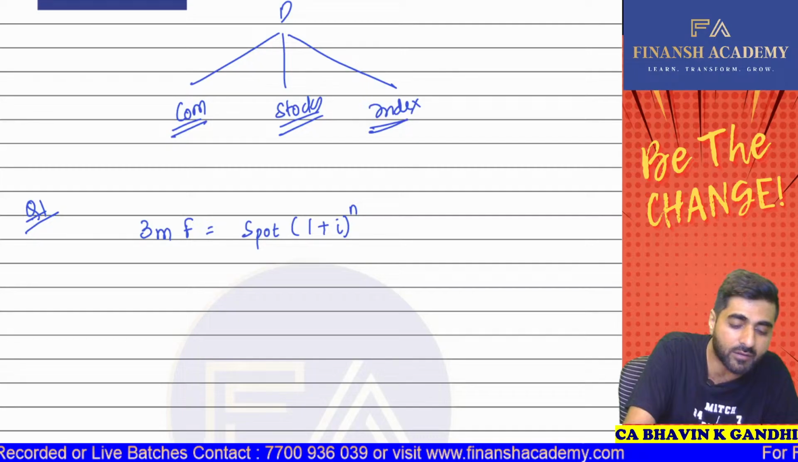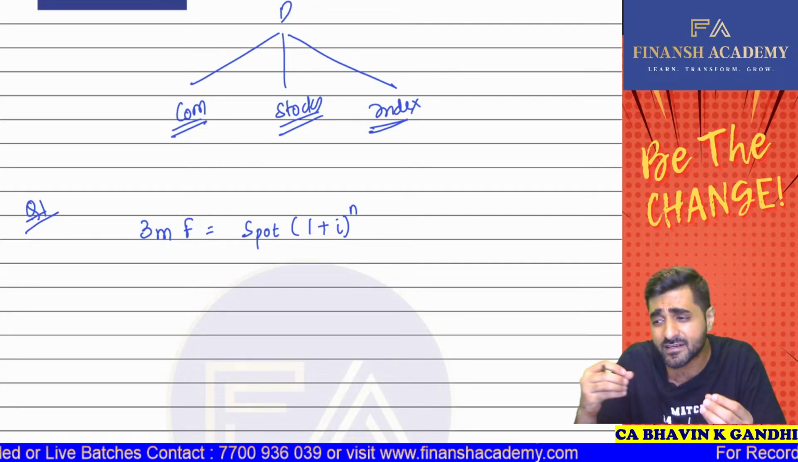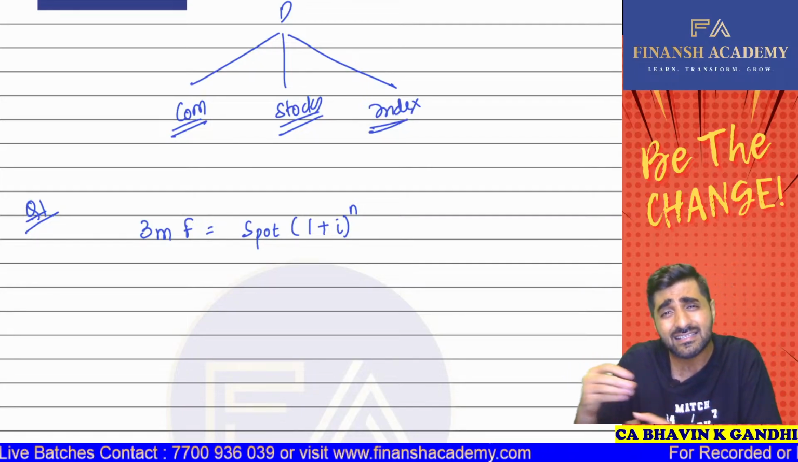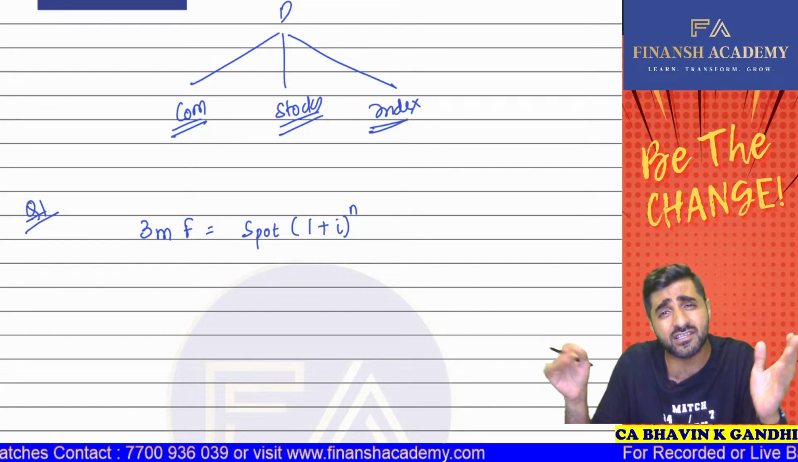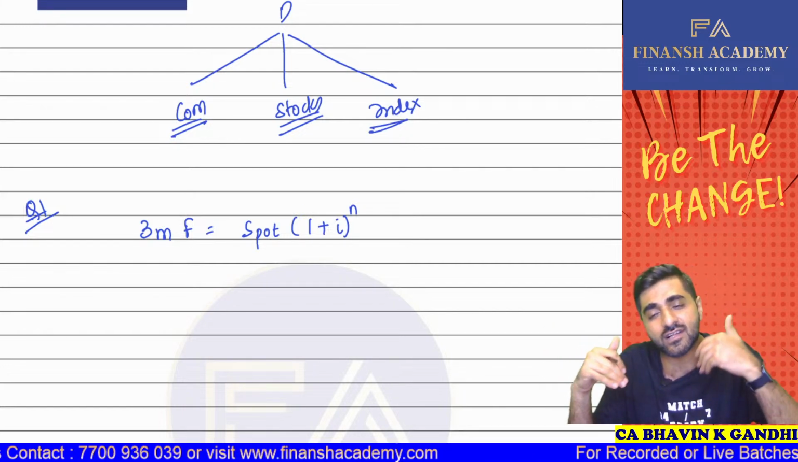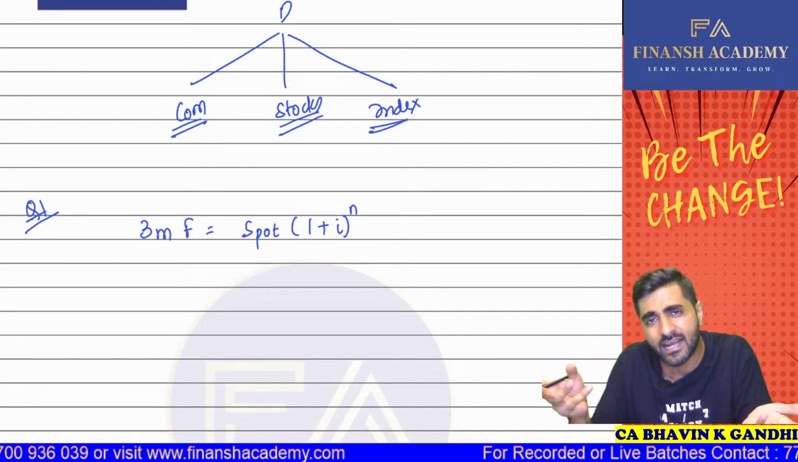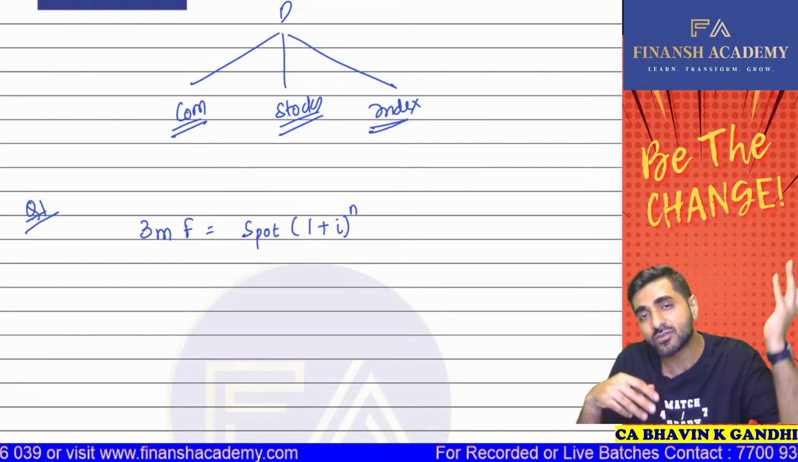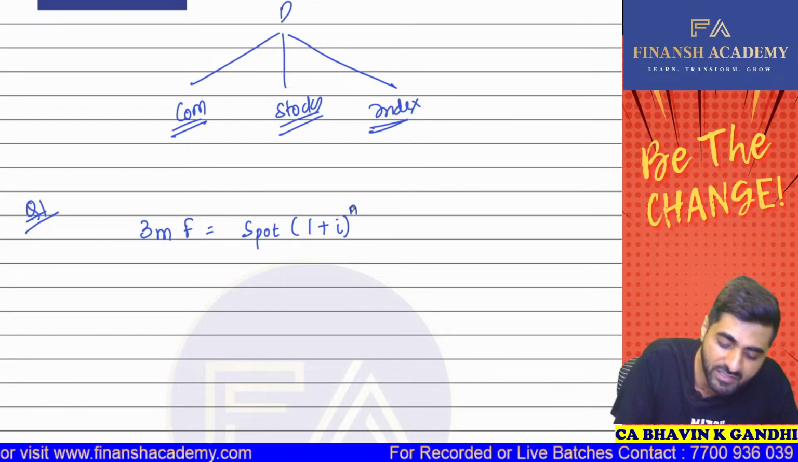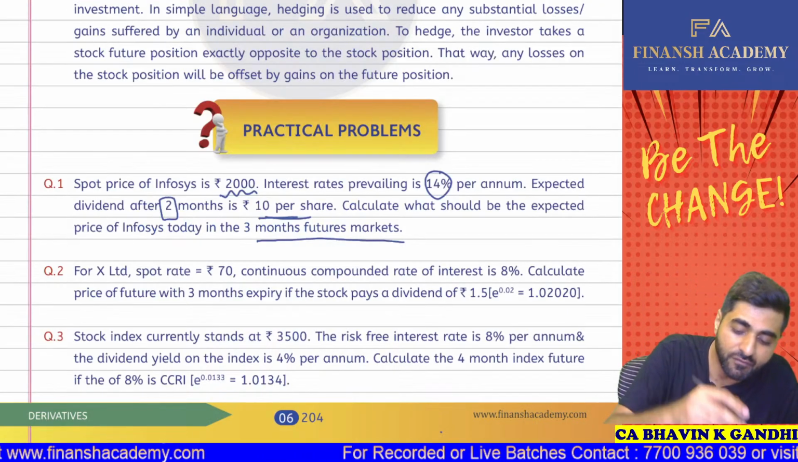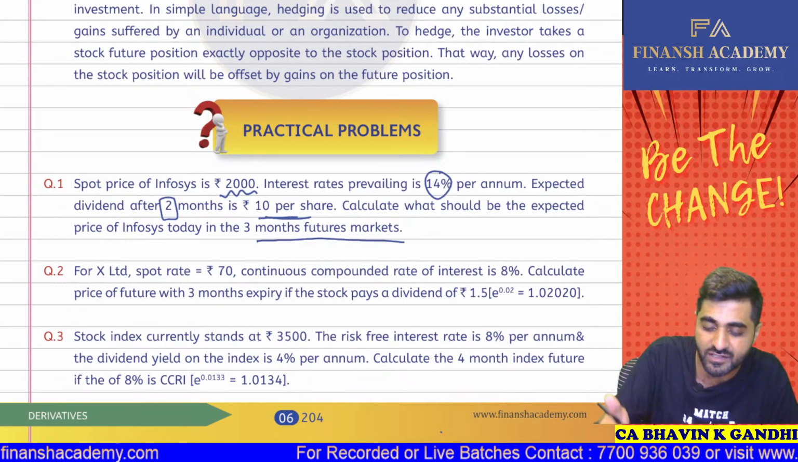But here compounding will not appear. Why? Because they have not told you that this interest rate is getting compounded on monthly, semi-annually, quarterly. So if no information is given to you, then the interest rates are always compounded on annually basis. Okay. But it's a 3-month future contract and the compounding is annually. So the raised to the power n absolutely makes no sense here. Okay. So frequency of compounding will not be taken into consideration.